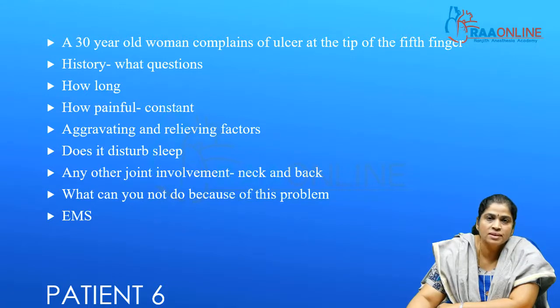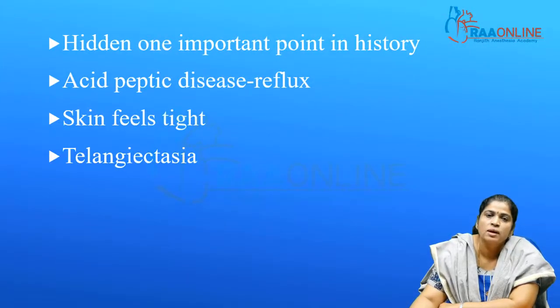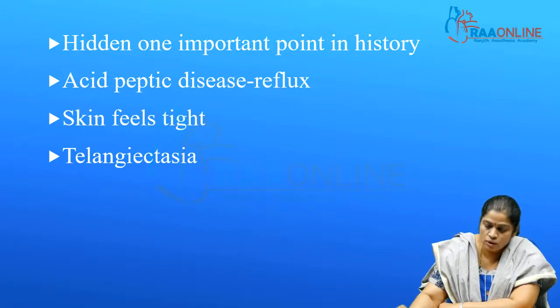It doesn't disturb her sleep unless the ulcer happens to touch something, a bed sheet or something, then it hurts. She has occasional other joint involvement, like joint pains, mild in her hands, but not in the neck or back. She says she's not able to do a lot of things because of this ulcer, because she's scared that if she touches anything, it will hurt. The point in the history that she has not told you is she has acid peptic disease, quite a lot of reflux problems, and the skin on her fingers feels tight, and she has red spots on her skin.